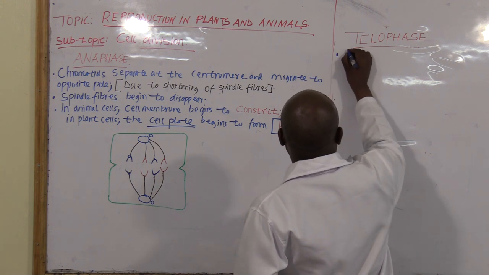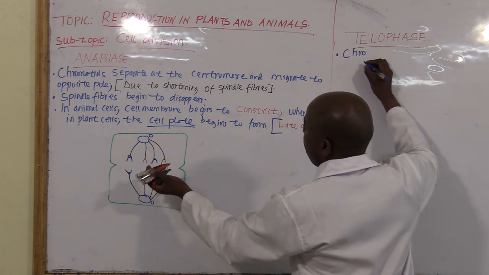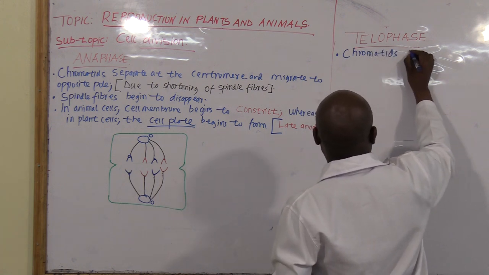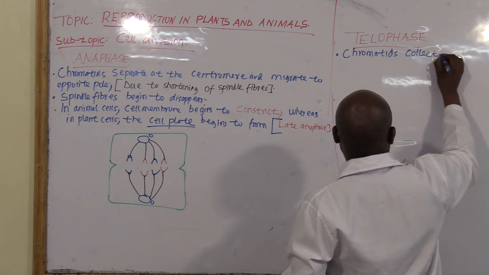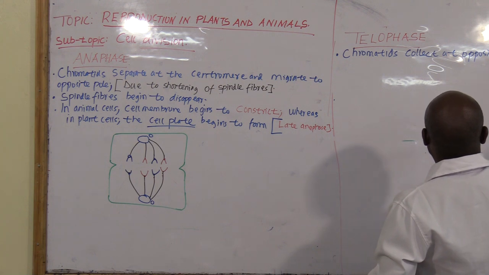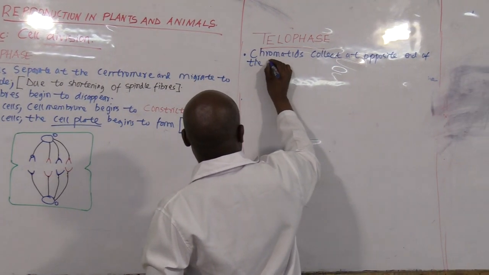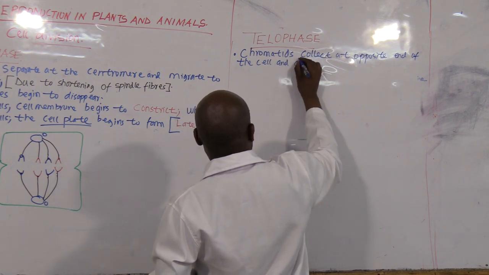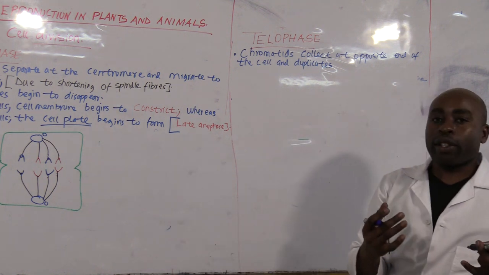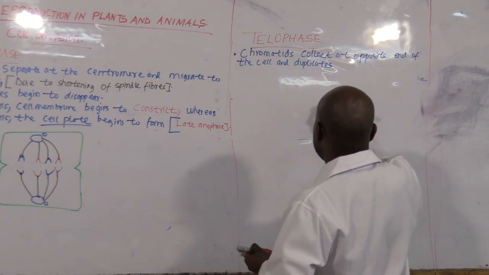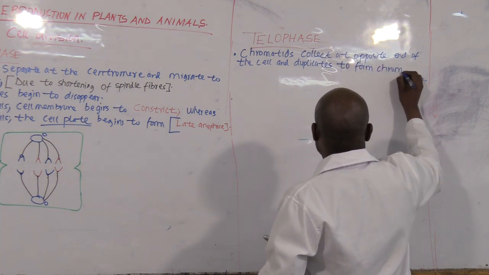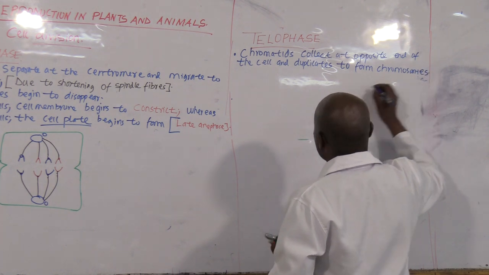Number one, very important. These chromatids that were being pulled towards the opposite pole now collect at opposite ends of the cell and duplicate. Duplicate is to produce an exact copy of the same material, and they duplicate to form the chromosomes.